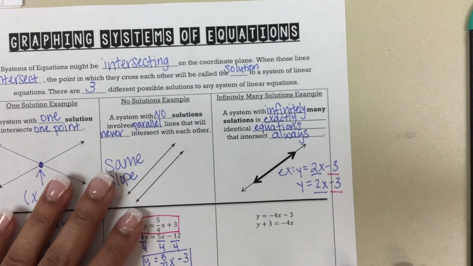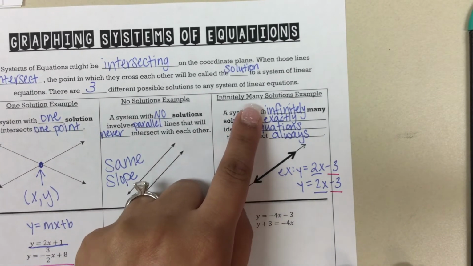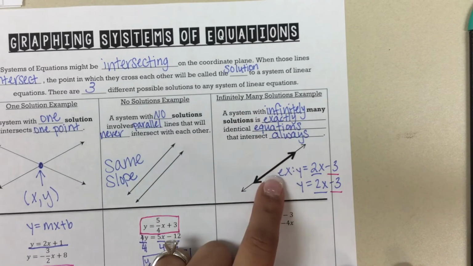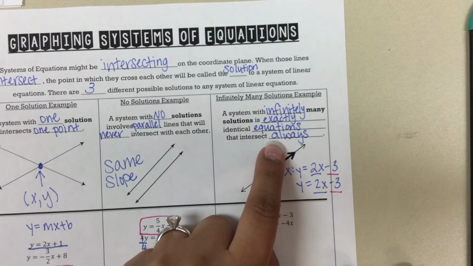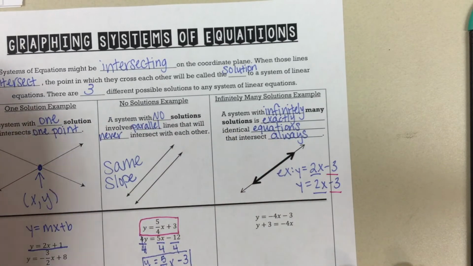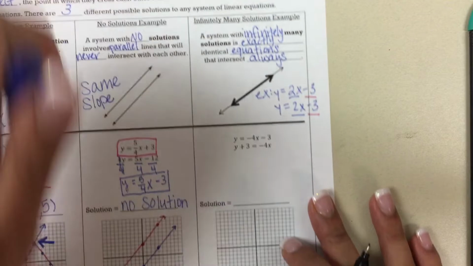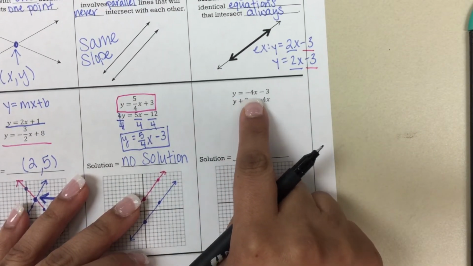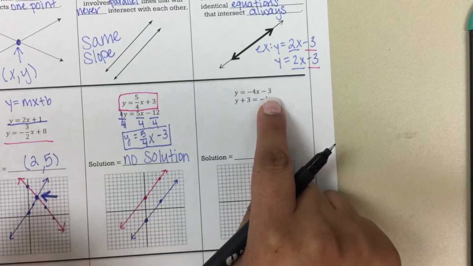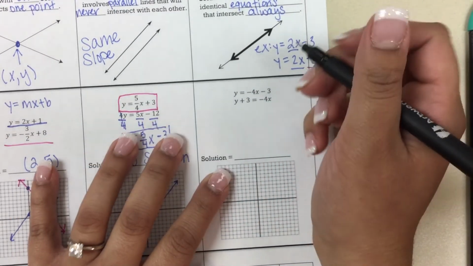Lastly, infinitely many solutions, again, remember that they are the exact same equation, so it is the exact same line, and therefore that they will always intersect at every single point. So working on the problem, y equals negative 4x minus 3. We can go ahead and graph that.